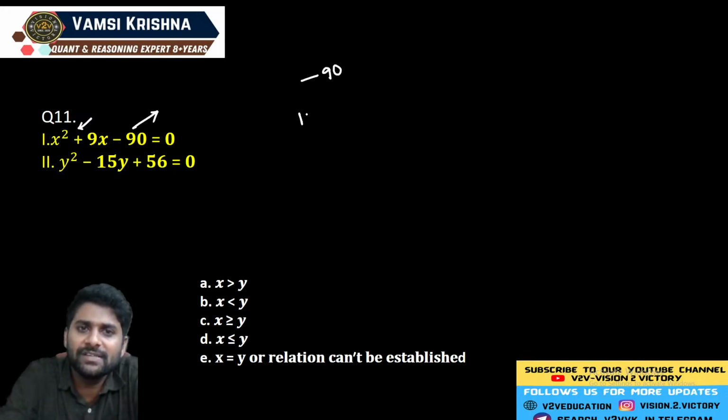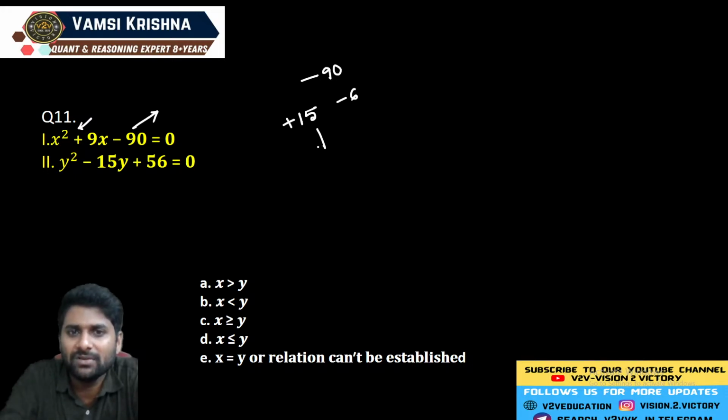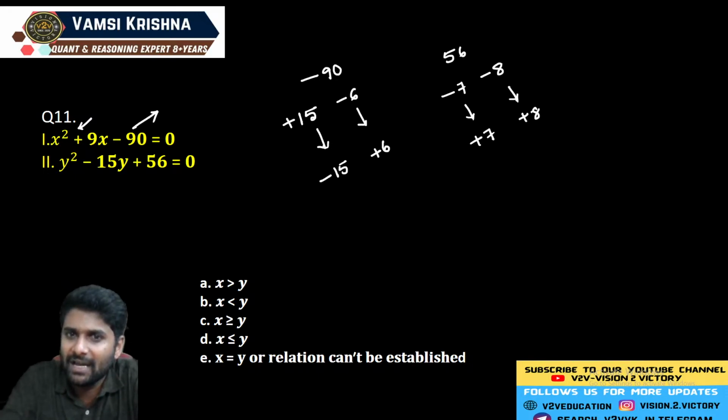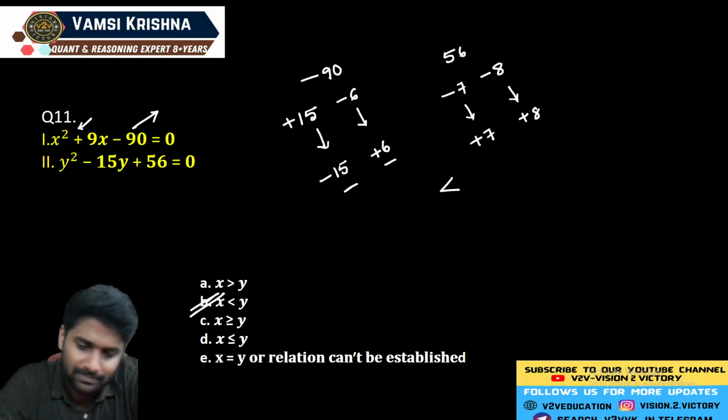Now you already know that 15 times 6 is 90, and we need a negative symbol, which means take the higher number as positive and the lowest number as negative. So the final factor depends on the opponent sign: minus 15 and plus 6. The same way for 56, we need a negative symbol: minus 7, minus 8. Final factors are plus 7 and plus 8. And you already know that minus 15 and plus 6 is always less than plus 7 and plus 8. So here the relation is x is less than y.